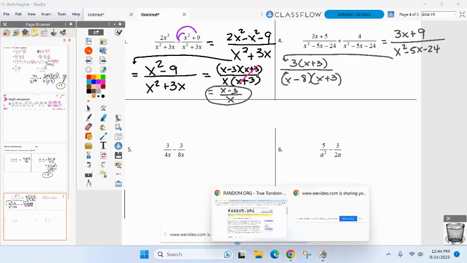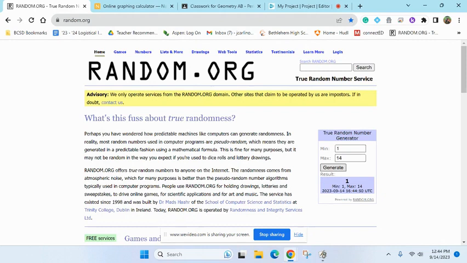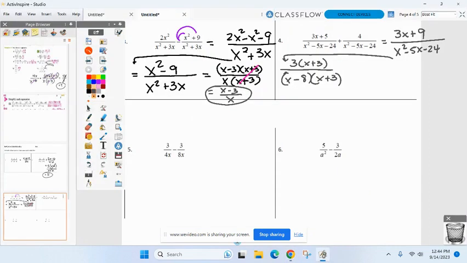And what can I cross off here? Max, what can I cross off? Nothing? You sure? Oh, wait, x plus 3. Yep, x plus 3's can go. So we're left with 3 over x minus 8.